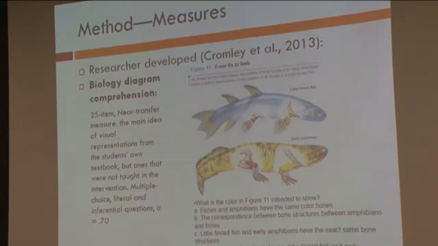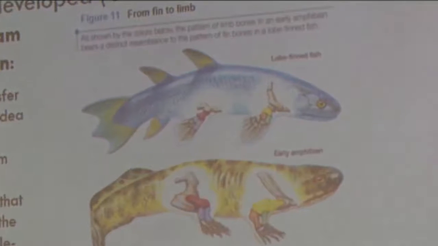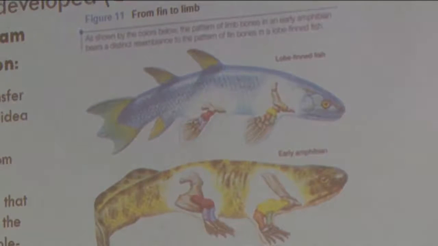So I thought you all would probably be pretty interested in our measures. We have a biology diagram comprehension measure, and we think of it as a near transfer measure in that none of the representations were ones that they actually studied in the intervention. It's a little hard to see, but as shown by the colors below, the pattern of limb bones in an early amphibian bears a distinct resemblance to the pattern of fin bones in a lobe-finned fish. What is the color in figure 11 intended to show?